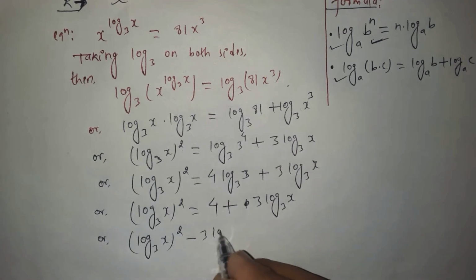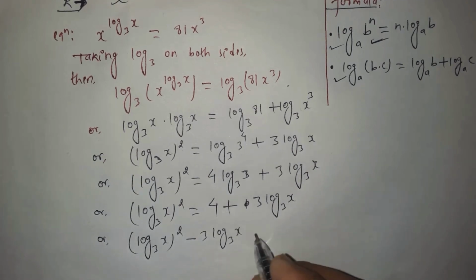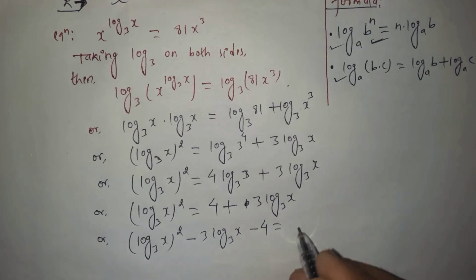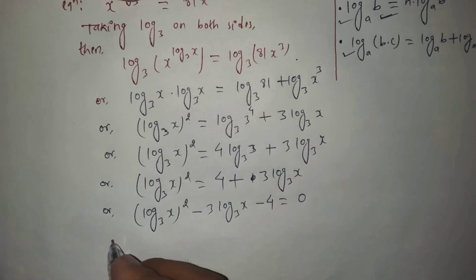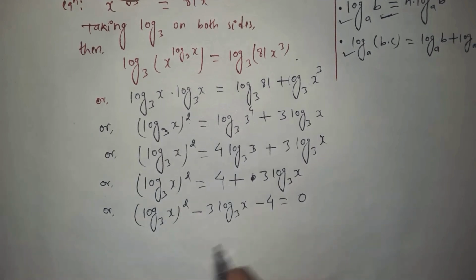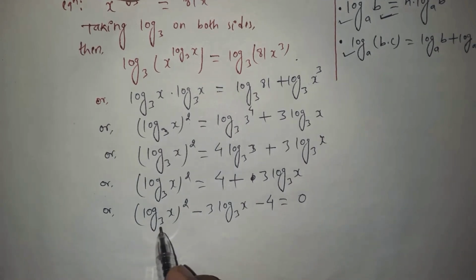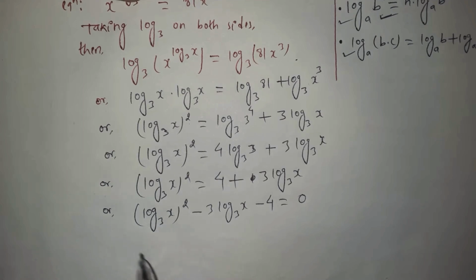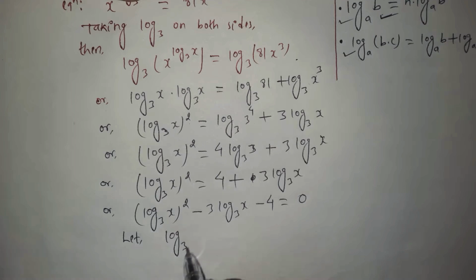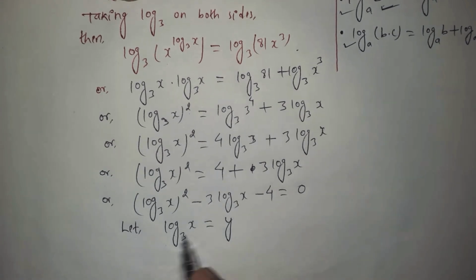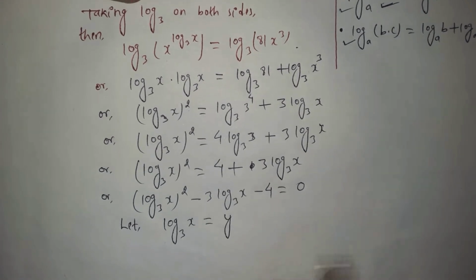Minus 3 log with base 3 of x minus 4 is equal to 0. Here we just rearrange the terms, and this equation is quadratic in the variable log with base 3 of x. Let's suppose log with base 3 of the number x is another number y. Here we just suppose this logarithm is a number y.